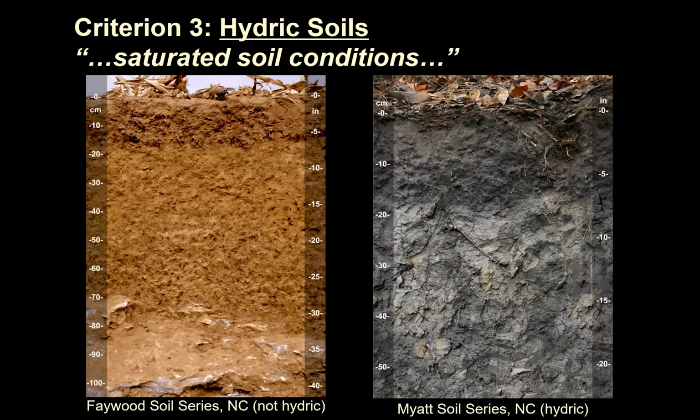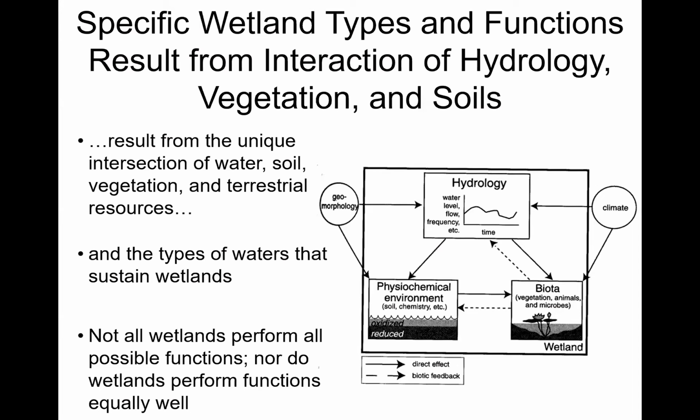So in this example from North Carolina, you have a soil series on the left, which is not found in wetland environments. It's never saturated. And then you have a soil series on the right, again from North Carolina, that is perpetually saturated. And you can see visually that there is an important difference between those two soil series. And so we use soil characteristics to assist us in identifying wetlands on the landscape.